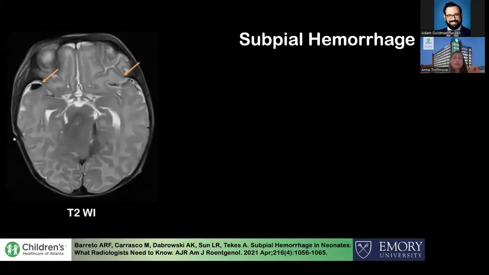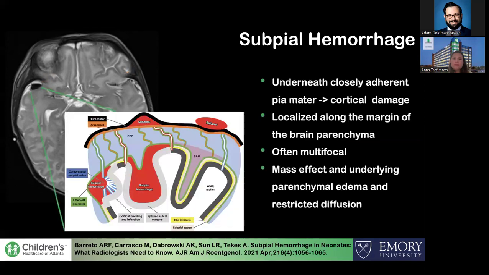And I just wanted to spend a minute talking about this particular type of hemorrhage, because we not uncommonly see it in neonates and infants, and that's not a type of hemorrhage that we see in older children or adults. So it's really important to be familiar with the concept of this hemorrhage and its imaging appearance. So here on this nice diagram from the AJR paper, we can just take a look closer at where this subpial hemorrhage is exactly located.